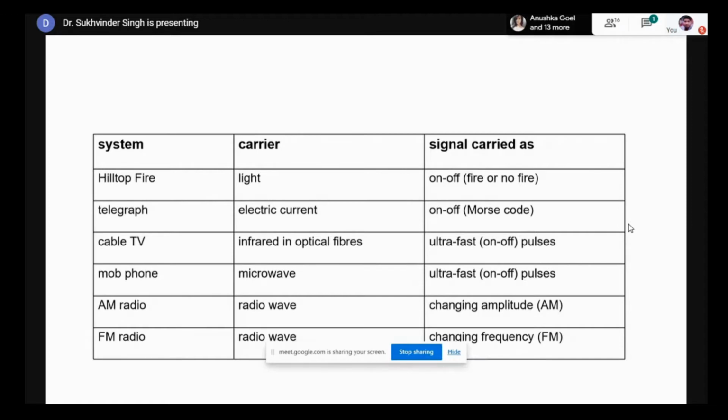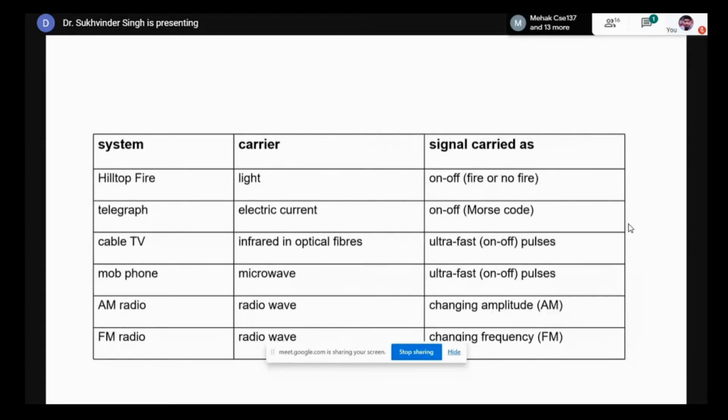So now, for example, in this slide we can see a hilltop fire. It is generally a fire alarm used in the hilly areas or hill stations. What is the carrier? The carrier is a light, and what type of signal is it? It generally blinks on or off to represent that there is some fire at the hilltop in some hill station.